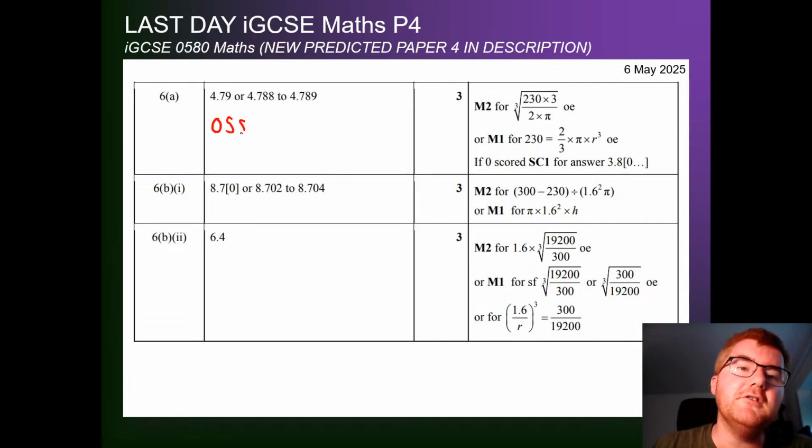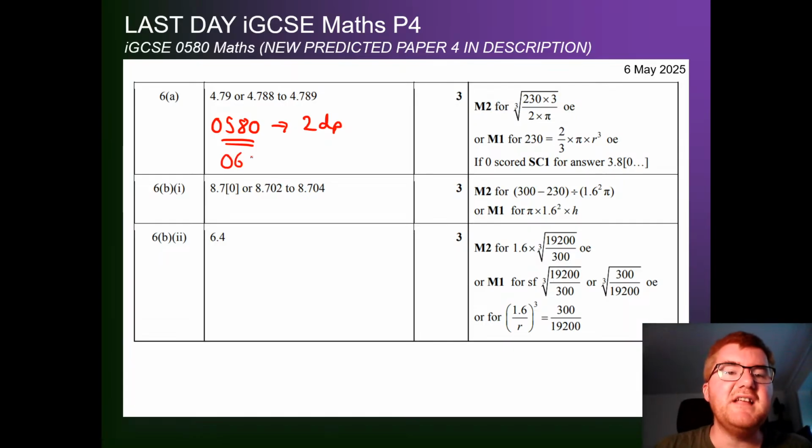My general rule is on 0580, which we're talking about really today, I would do it to 2 decimal places. On 0607, if you're doing that course, generally I do it at 3 significant figures. So that's a general rule of thumb. You can't really go wrong if you do that.